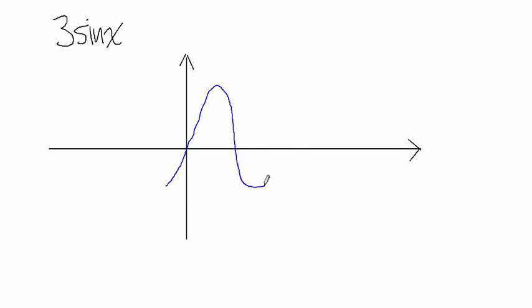Okay, so it'll still have the same shape, but the amplitude is going to be different. Okay, so the amplitude is going to be 3. So if you were to graph it, you'd have to make sure that the biggest y value was 3 and the smallest y value was -3. Okay?